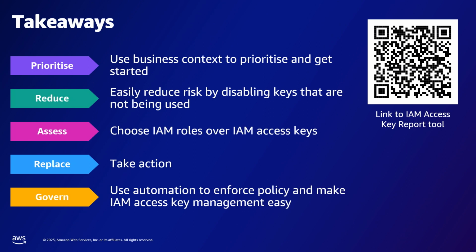So to summarise, let's do a recap of the 5 steps we want you to take away. Number 1, prioritise. Get started by taking your list of access keys and enrich them with business context so you can focus on the keys that have the greatest business impact. Scan this QR code and it will take you to the AWS Samples GitHub repository where you can download the tool and get started today.